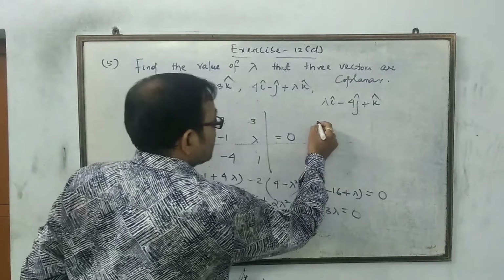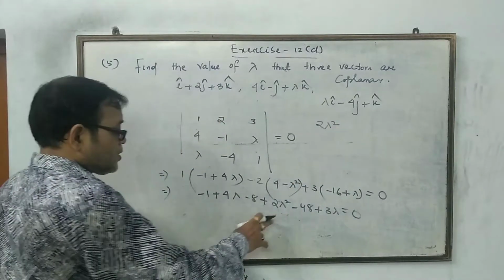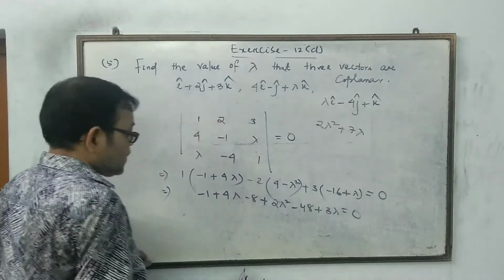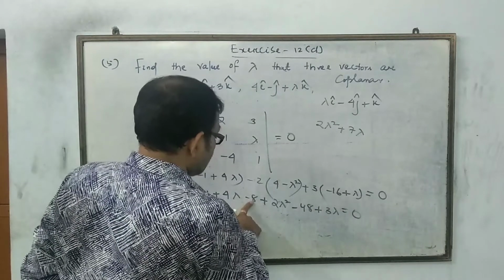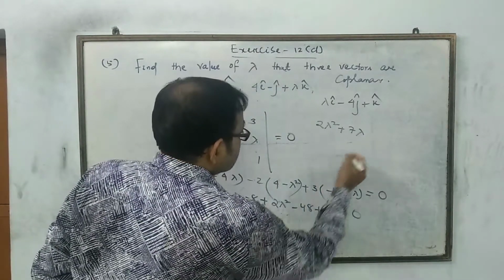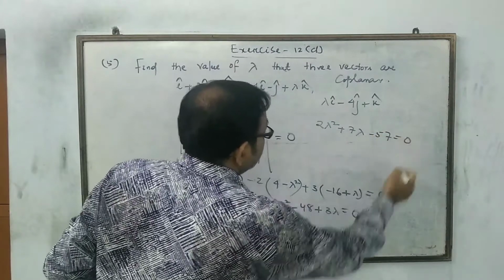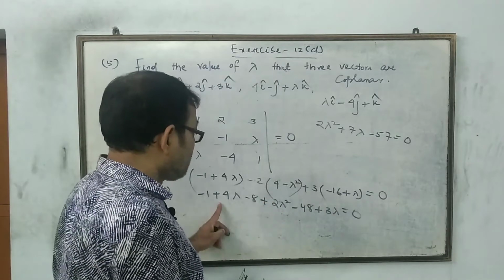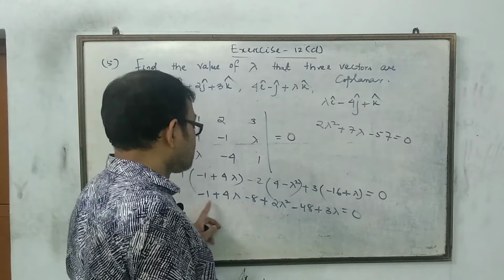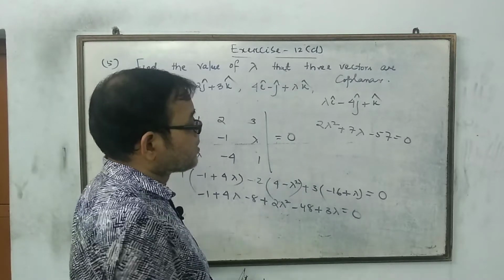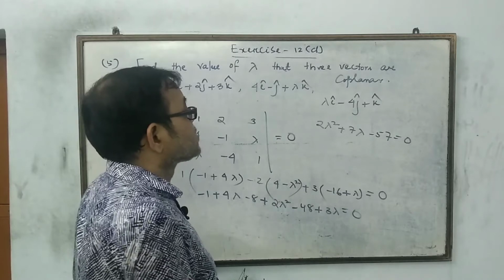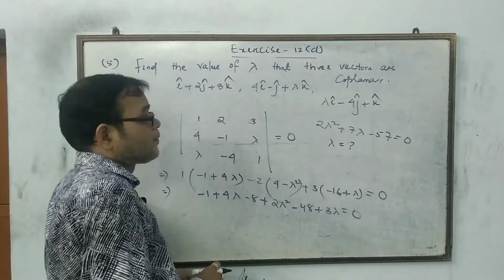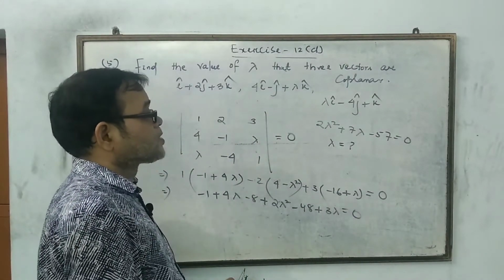So your answer is 2 lambda square. You see, 2 lambda square plus 4 lambda plus 3 lambda, it is 7 lambda. Then minus 1 minus 8 minus 48, it is minus 57, equal to 0. So if we solve this one, then you can get the value of lambda.